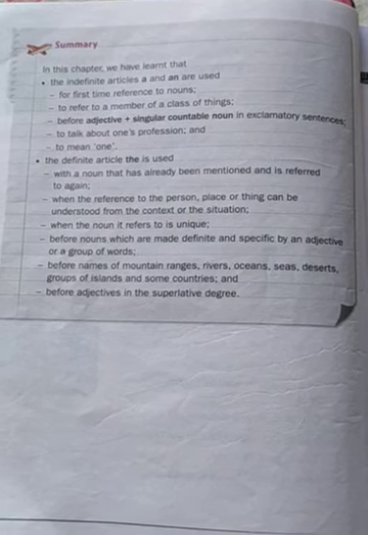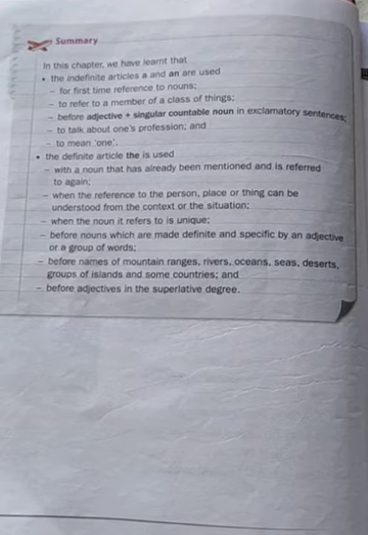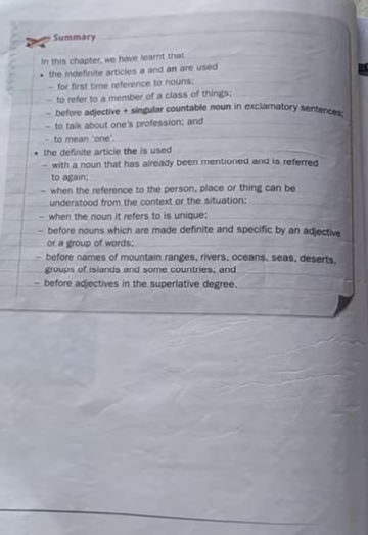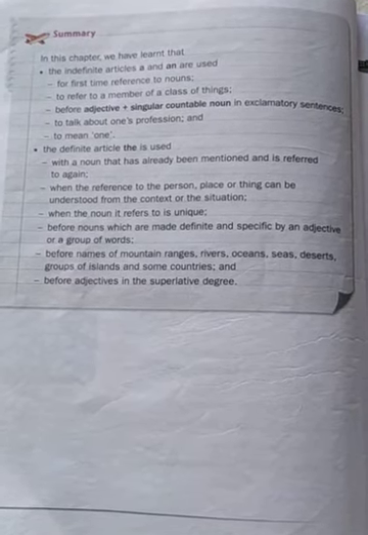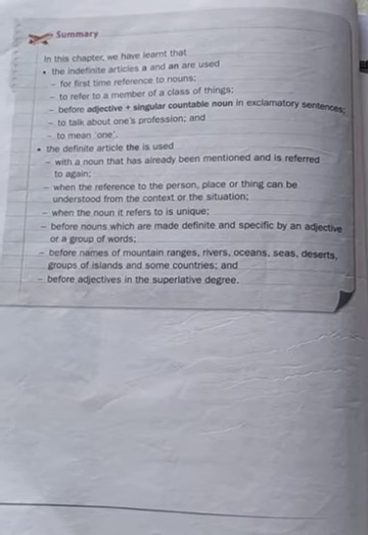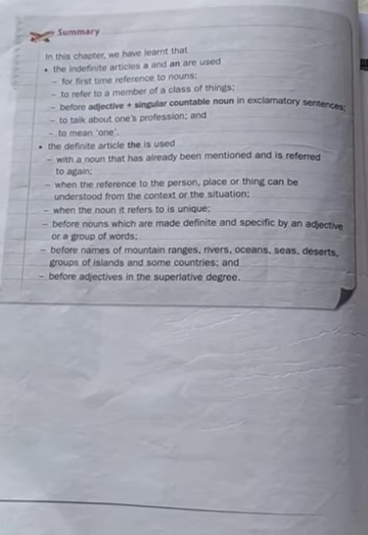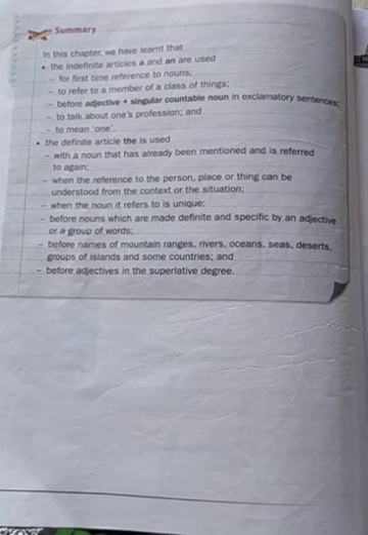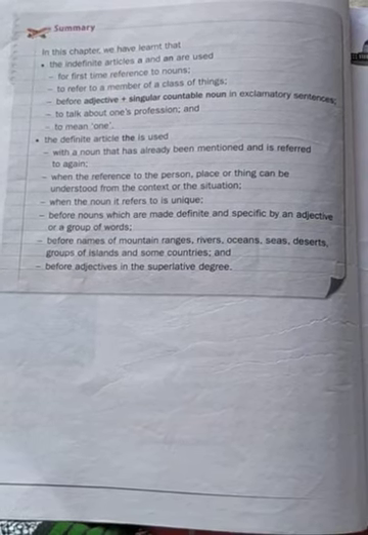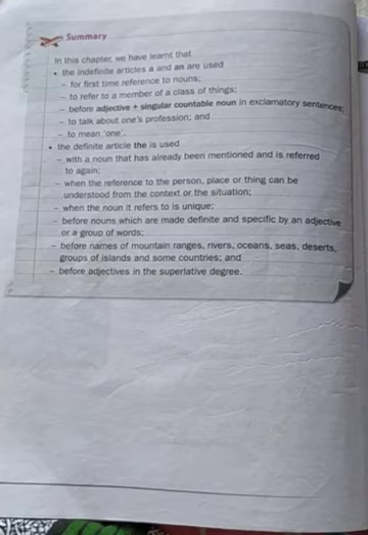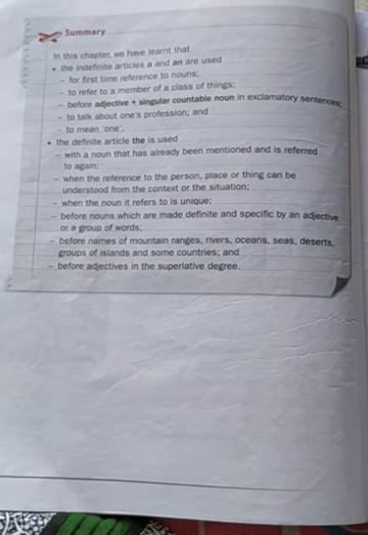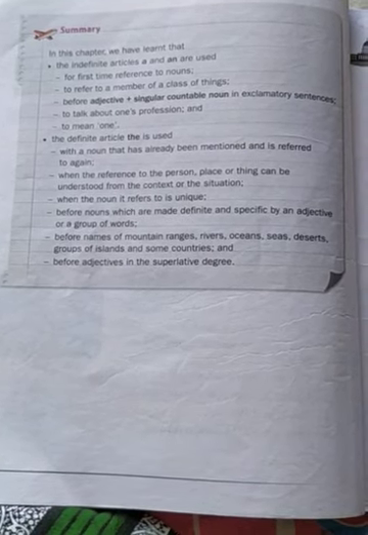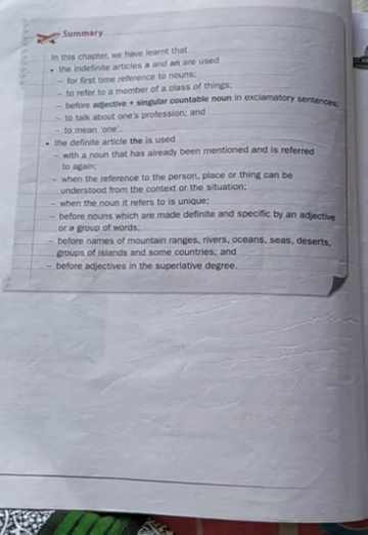The definite article the is used with a noun that has already been mentioned and is referred to again, when the reference to the person, place or thing can be understood from the context or the situation. When the noun it refers to is unique. Before nouns which are made definite and specific by an adjective or a group of words. Before names of mountain ranges, rivers, oceans, seas, deserts, groups of islands and some countries. And before adjectives in the superlative degree.